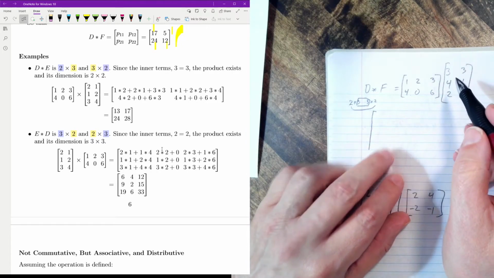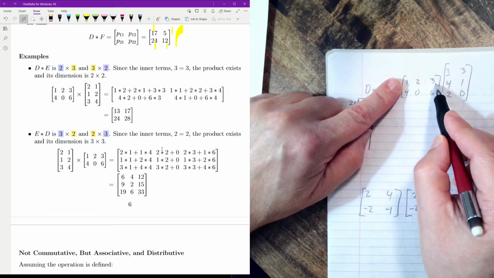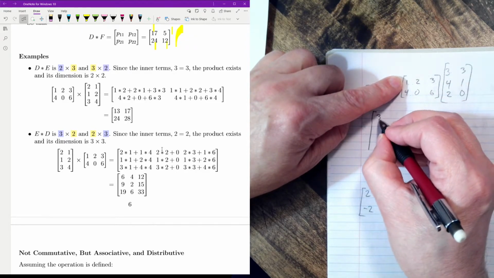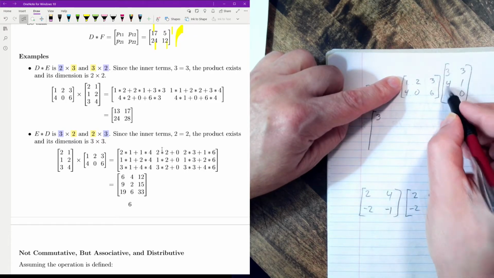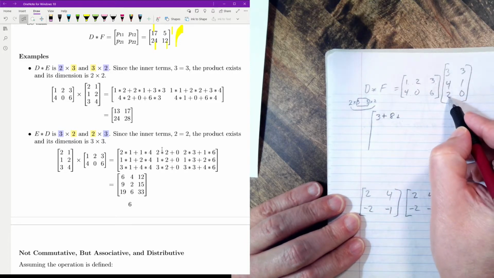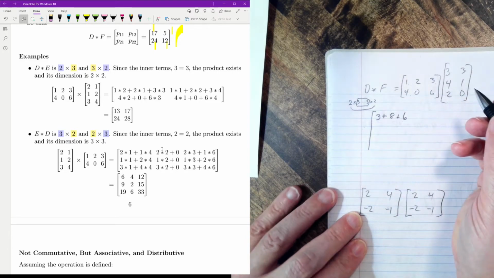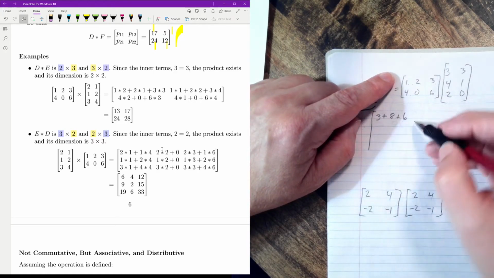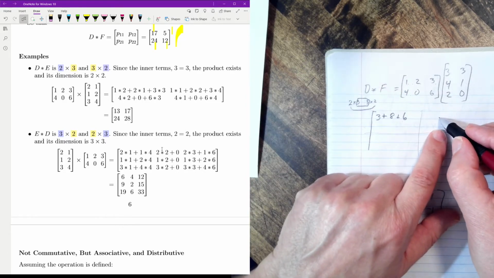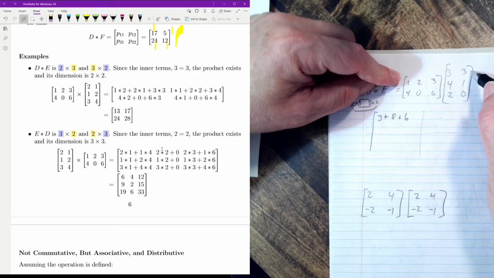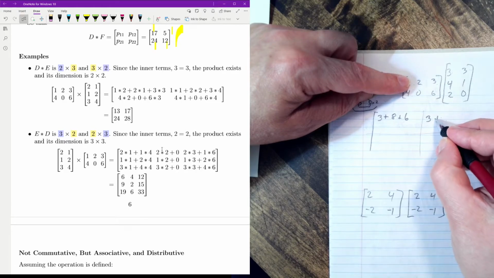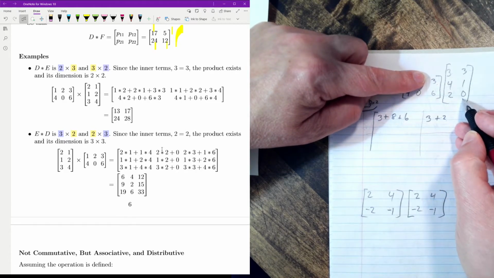We take the first row and the first column. So 1 times 3, 2 times 4, 3 times 2. That's addition. That's for this position. I'm going to break this up into quadrants like this. I'm going to look at this position, which is the first row, the second column. So that's 1 times 3 plus 2 times 1 plus 3 times 0.